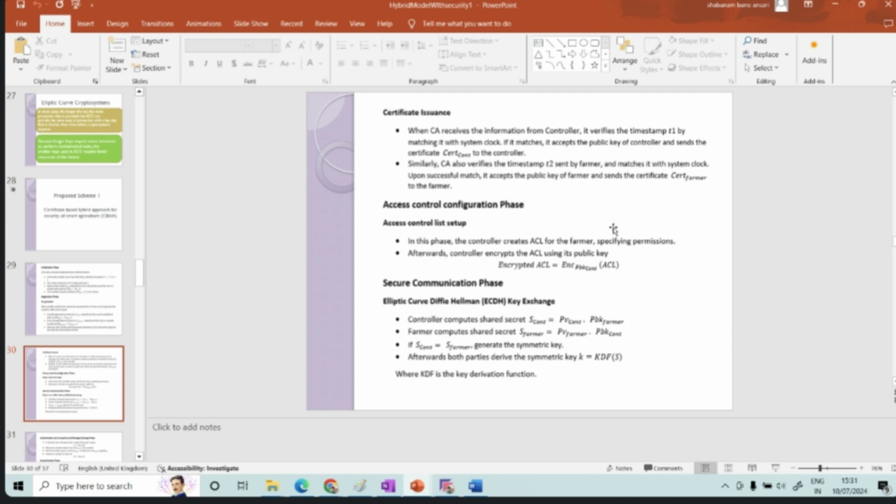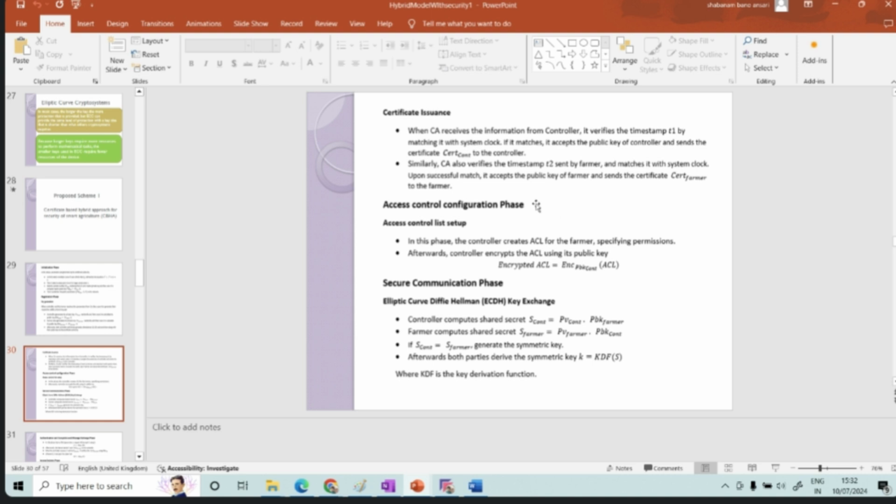Next, access control configuration. Access control list page setup. In this page, the controller creates the access control list for the farmer. Specify the permission. The controller specifies what kind of access right should be given to the farmer. That will be mentioned in the permission. Afterward, the controller encrypts the access control list and the set of permissions using its public key and sends it.